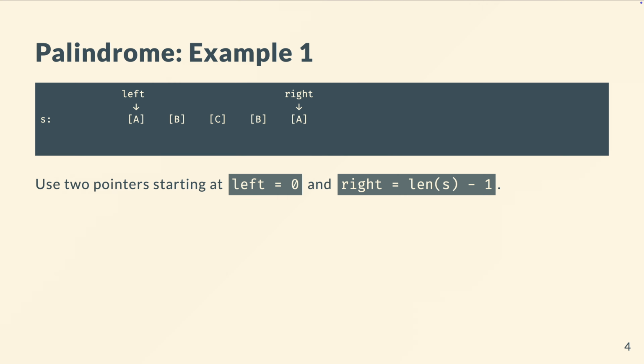We set up two pointers. Left starts at index 0, the very first character. Right starts at the last index, which is length of s minus 1. So left points to the first A, and right points to the last A.